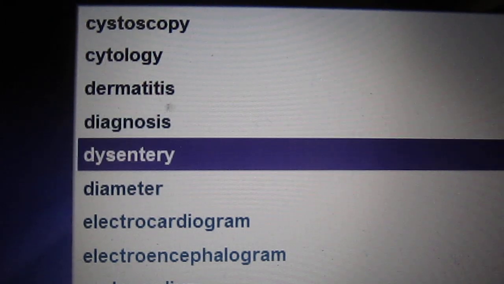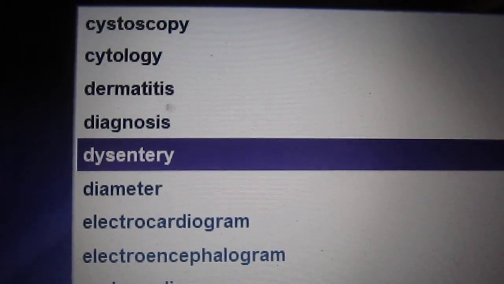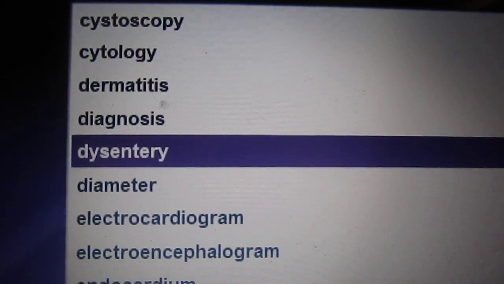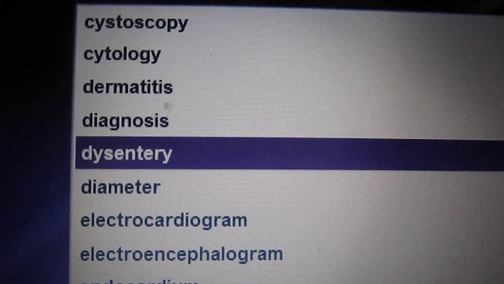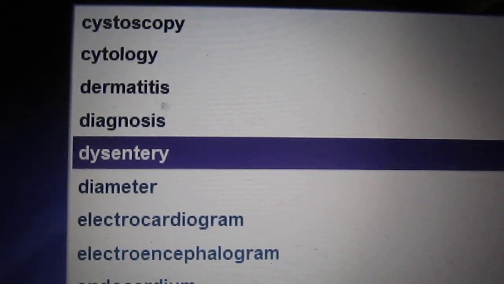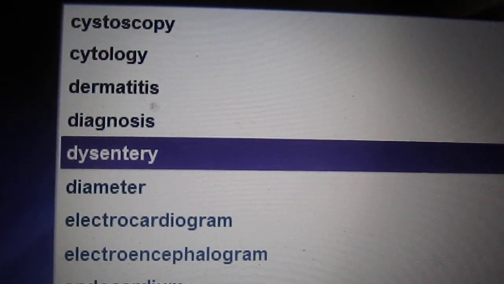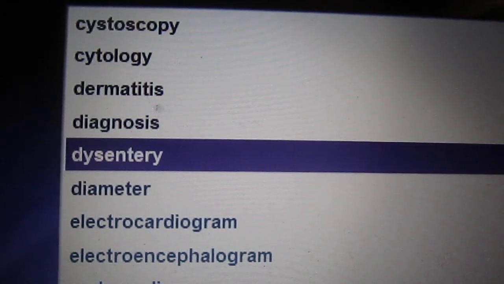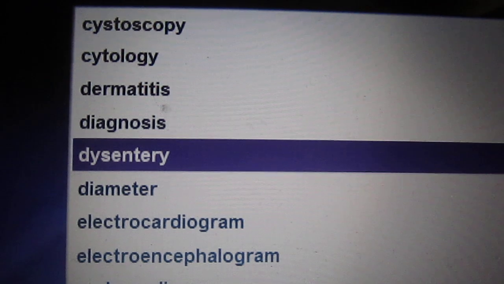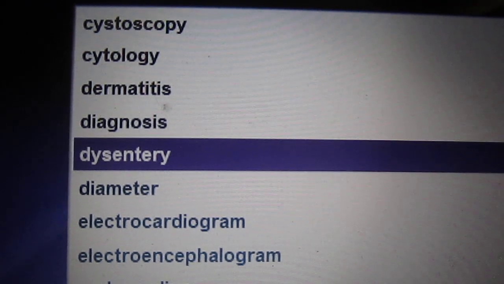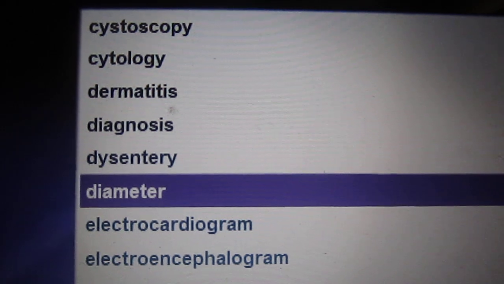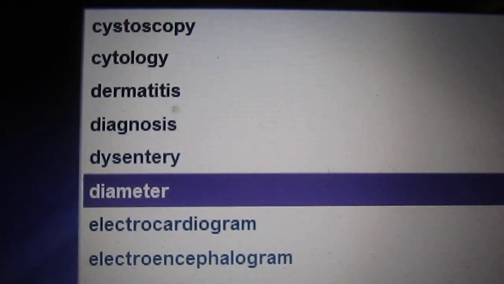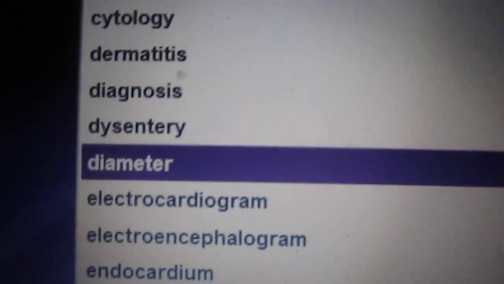Dysentery. The prefix dys means bad, painful, or difficult. The combining form entero means intestines. Dysentery, then, literally means painful intestines. A common cause is ingestion of food or water contaminated with bacteria, fungi, or viruses. This intestinal infection often presents with severe diarrhea and bleeding. Diameter. Diameter is literally a measurement through a circle. The diameter of the large intestine is greater than the diameter of the small intestine.